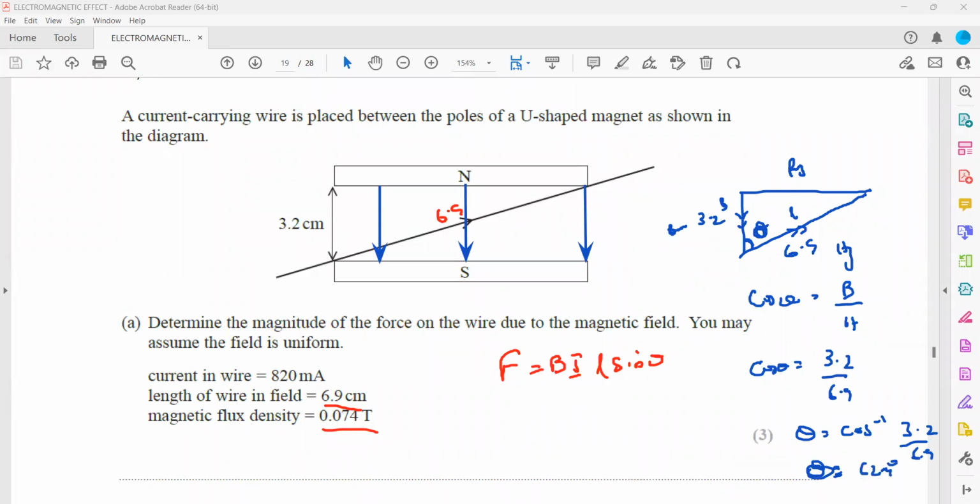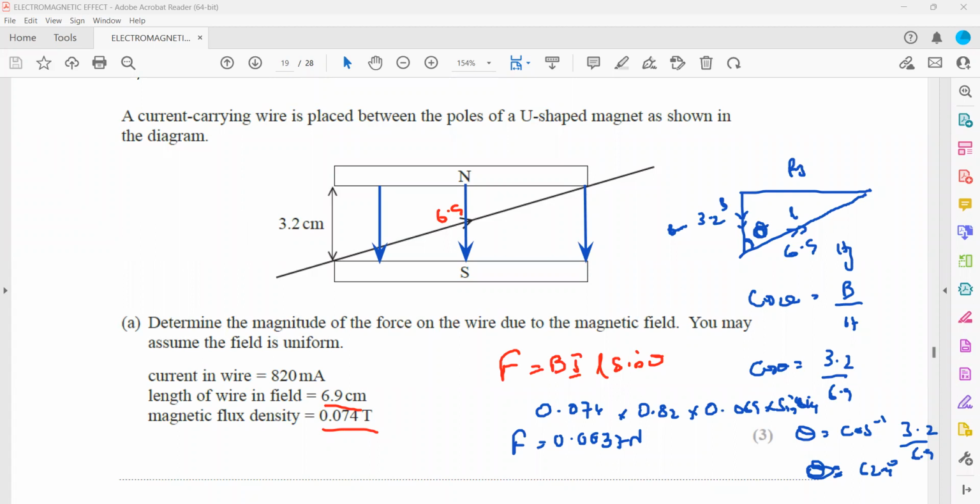So F equals BIL sine theta, where B is the strength of the magnetic field, 0.074 Tesla. I is the current, which is 0.82 A. L is the length of wire, which was in centimeters, so we have to convert it into meters: 0.069, and then sine of 62.4. When we multiply all these factors, we get the force, which is about 0.0037 Newton. That's the force which this wire will experience in the magnetic field.